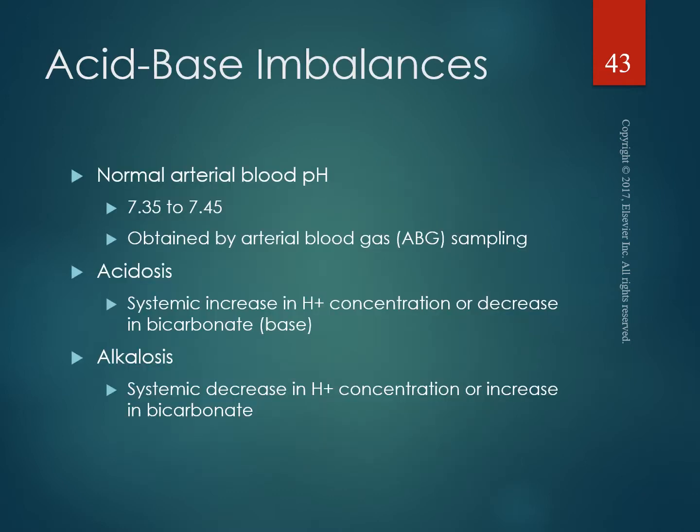So, acid-base imbalances. Normal arterial blood pH is 7.35 to 7.45, obtained by an arterial blood gas sampling. Acidosis is a systemic increase in the hydrogen concentration or decrease in bicarbonate base. Alkalosis is a systemic decrease in the hydrogen concentration or an increase in bicarbonate.